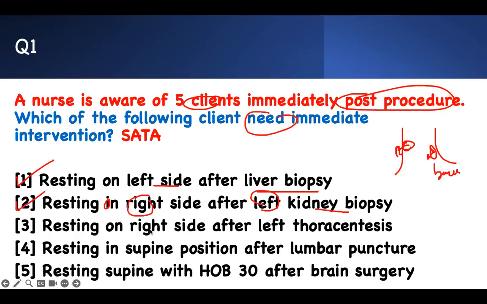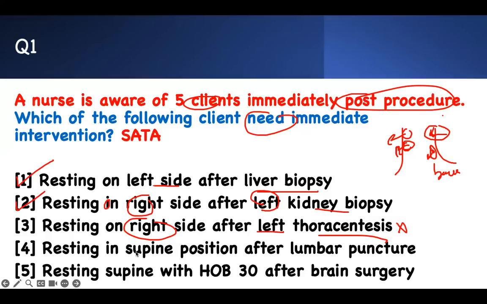You have to intervene. Resting on right side after left thoracentesis. This is your left side. I come here, I puncture your lung. Your right side is good. Therefore, after I puncture your lung, you should lay on the right side so that the left side can heal. That's fine. Thoracentesis means removal of fluid from the left, and therefore you should lay on the right side so that the left side can heal.